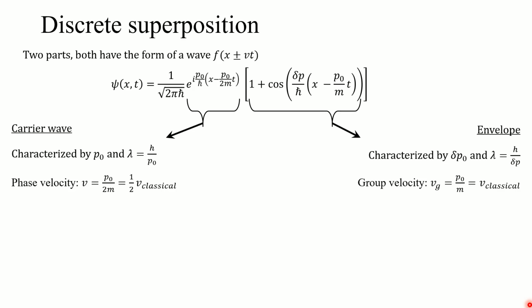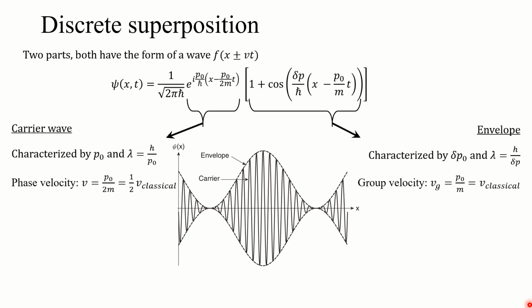If we look at the other term inside, that is the envelope part of our wave function, the envelope wave, and it modulates that carrier wave, and it's characterized by this delta p out front. So it has a much larger wavelength because delta p is shorter, of h bar over delta p, and its velocity is different. It moves at what we call the group velocity, that is just p naught over m. That's actually the velocity we would expect classically, right, in our classical physics.